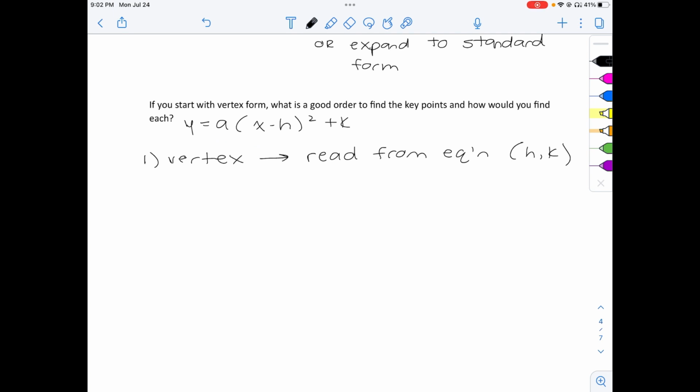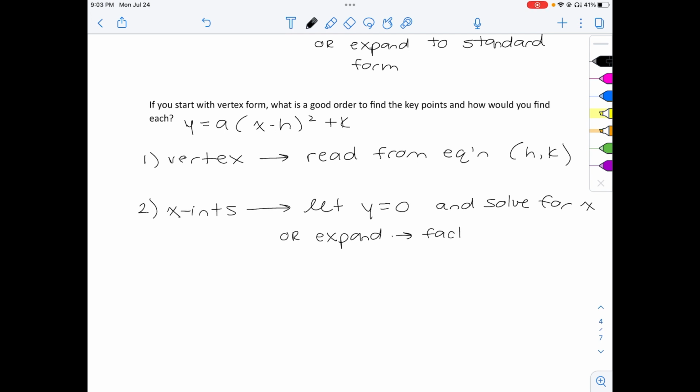The next thing that I would find likely would be the x-intercepts. So we looked at this the other day. You would let y equals 0 in your vertex form and solve for x. Okay, or you could expand to standard form and then factor or use the quadratic formula. Again, lots of options here, so it's pretty flexible with what you do.